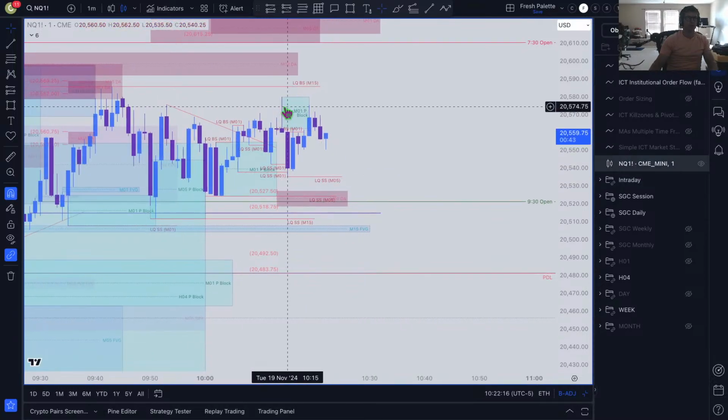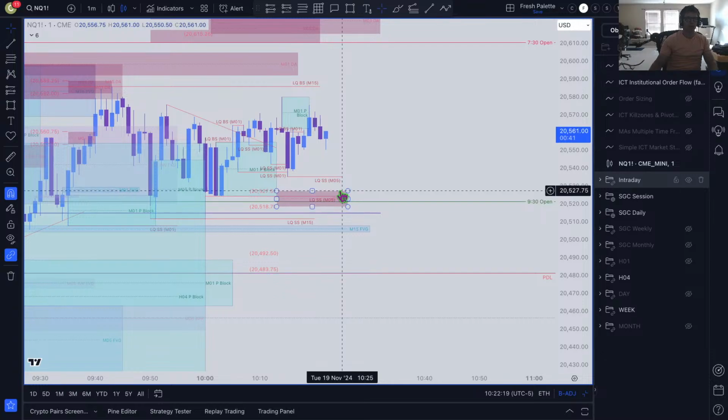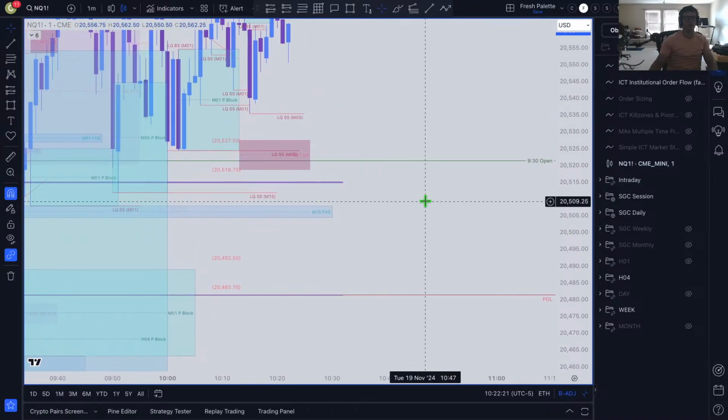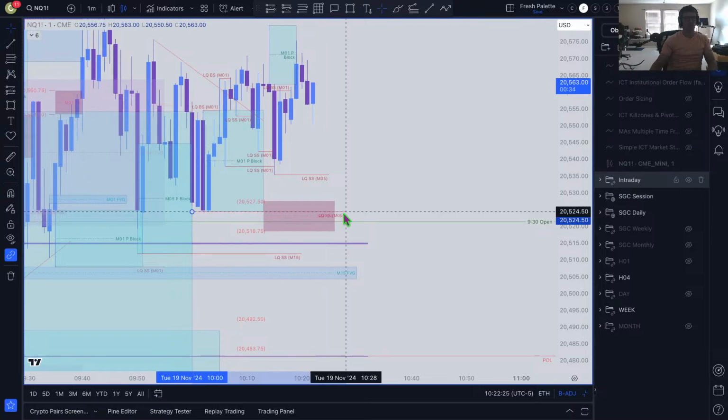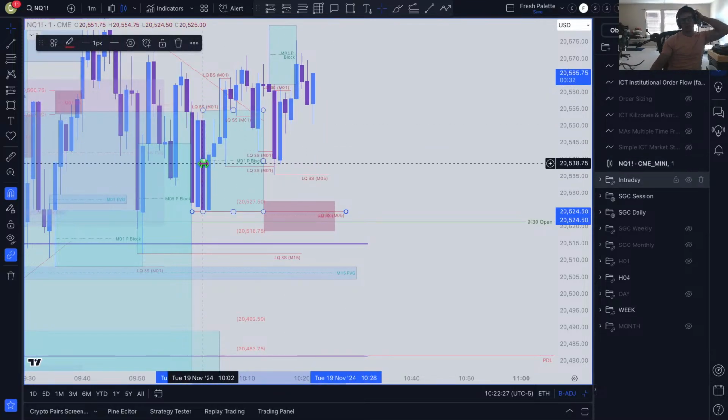Now, the downside is this wick block holding, so I can see price coming all the way back down into this distribution area here. If it does break this low, right? If it breaks this low, then this projection block is no longer valid.